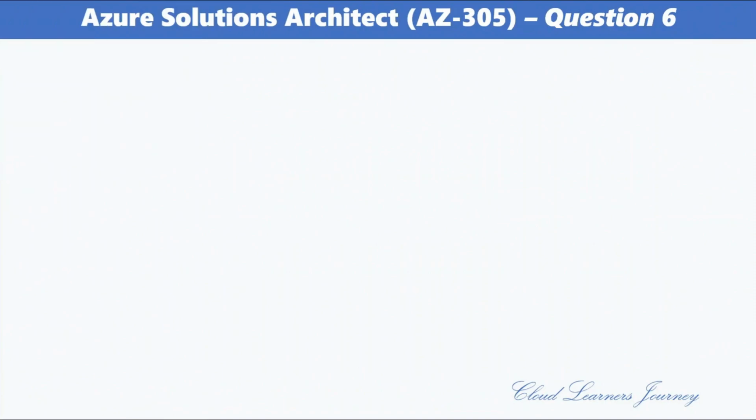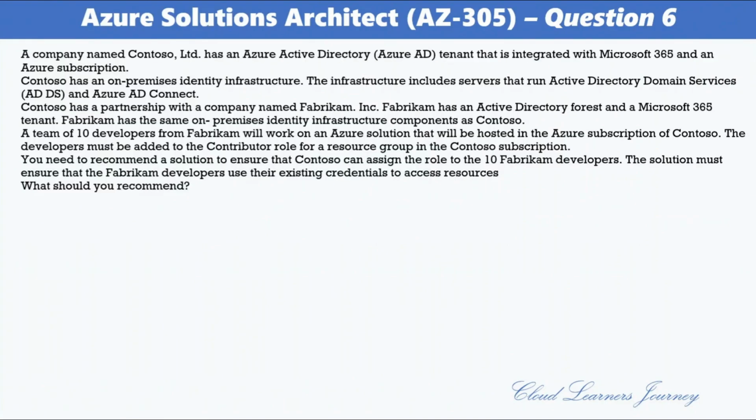Next, question number 6. A company named Contoso Limited has an Azure Active Directory tenant that is integrated with M365 and an Azure subscription. Contoso has an on-premises identity infrastructure. The infrastructure includes servers that run Active Directory Domain Services and Azure AD Connect. Contoso has a partnership with a company named Fabrikam. Fabrikam has an Active Directory forest and a Microsoft 365 tenant. Fabrikam has the same on-premises identity infrastructure components as Contoso.